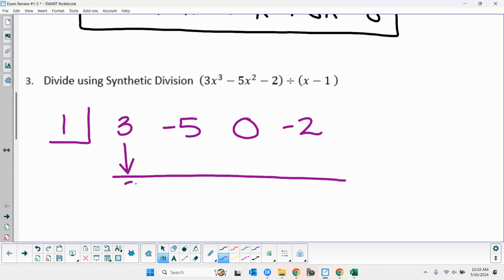We drop the 3 below the line. And how do we start? 1 times 3 is 3. We multiply, right? Yes. And we put that answer above the line. What do we do with those 2 numbers? Yeah, we add those 2 numbers, okay?